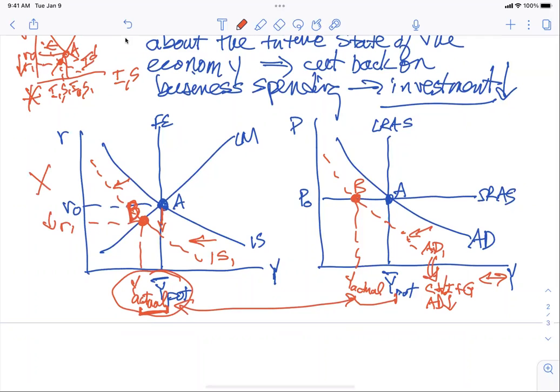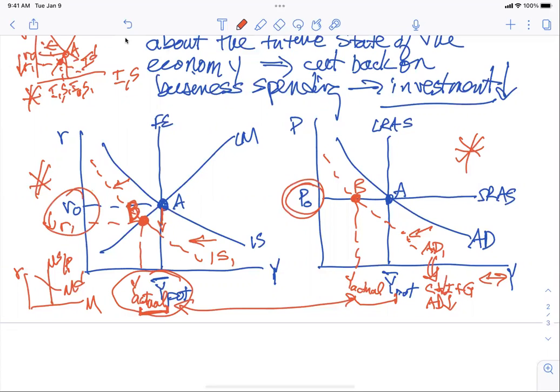Boom, boom, boom. Now, we could include the asset market here. We should put that in there too. The real interest rate is there. What's happened in the asset market at this point? Price level hasn't changed, right? We're still at P0. What's happened to the real interest rate?